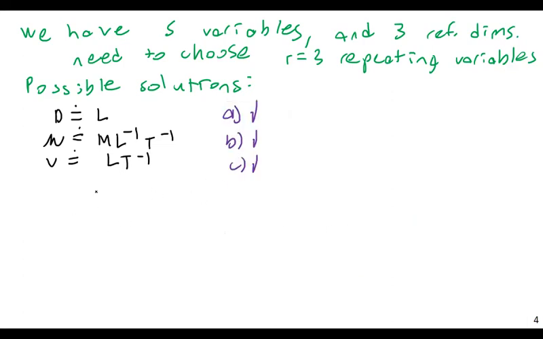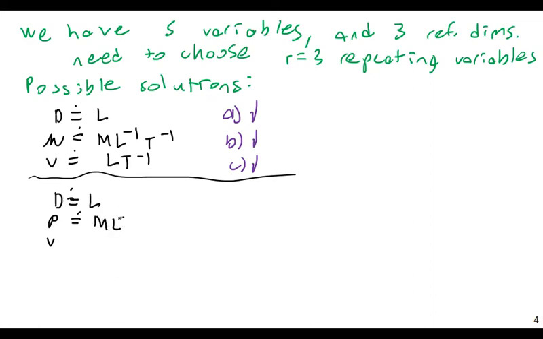That's one possibility. Other possibilities, I could say, what if I tried diameter, density, and velocity? Well, I have length. So again, diameter has dimensions of length. Density has dimensions of M L to the negative 3. And viscosity has dimensions of, let's say here, velocity has units of L T to the negative 1.